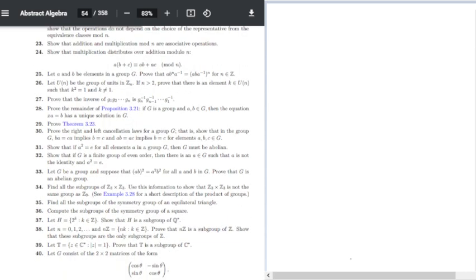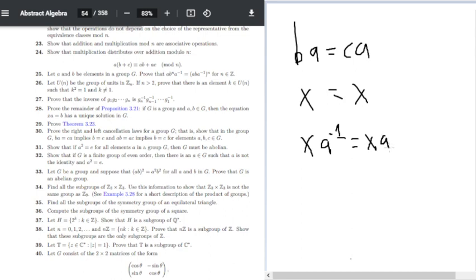Prove the left and right cancellation laws for a group, that is, shown in any group G: BA equals CA implies B equals C, and AB equals AC implies B equals C for group elements. So okay, we'll do the left cancellation law. BA equals CA. Well, we can call this X, right? Let's just call this abstract element X, and we know that X A to the negative 1 is equal to X A to the negative 1, just by what it means for two expressions to be equal.